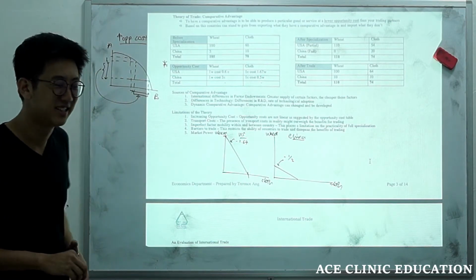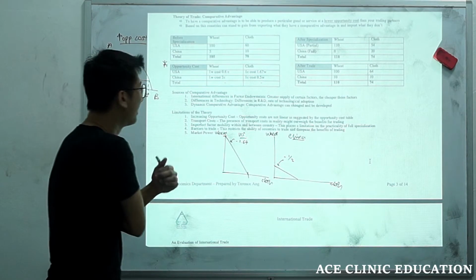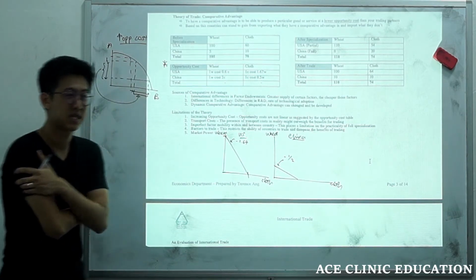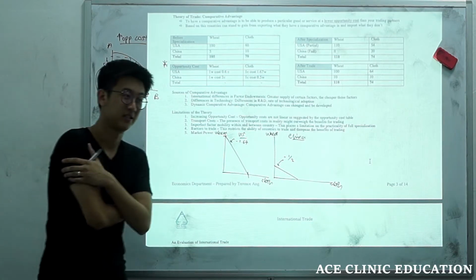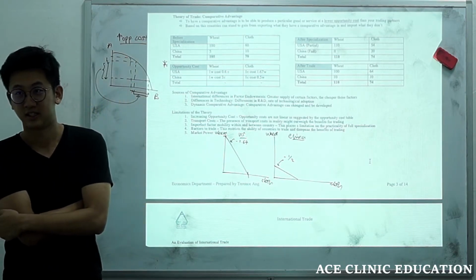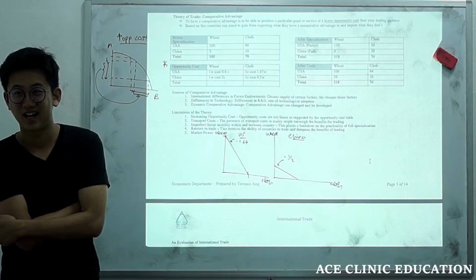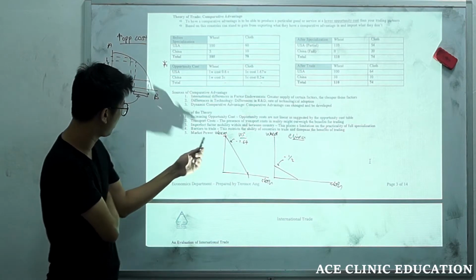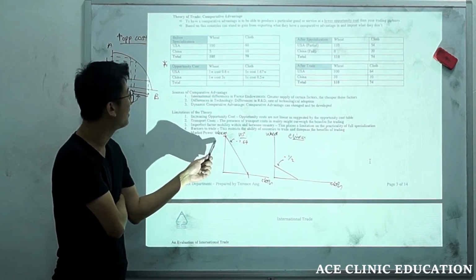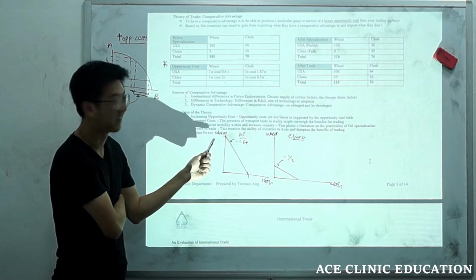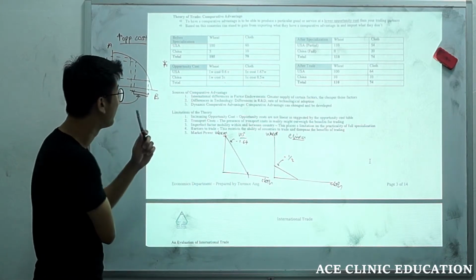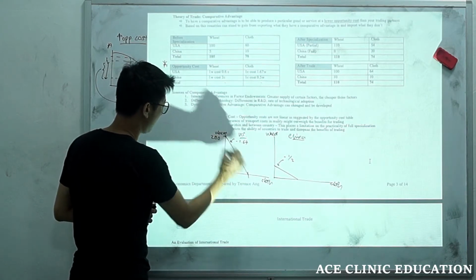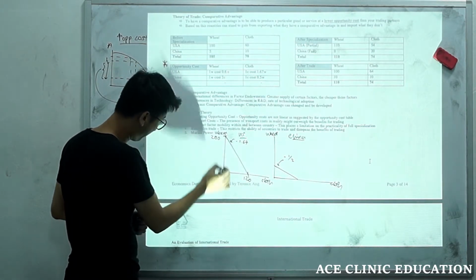Any other suggestions? 137. How do you get 137? Oh, I was looking at China. Oh, okay. 200 and 100? Why? So you assume that there's equal.